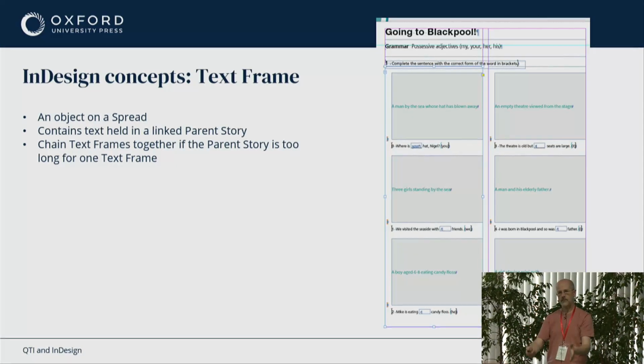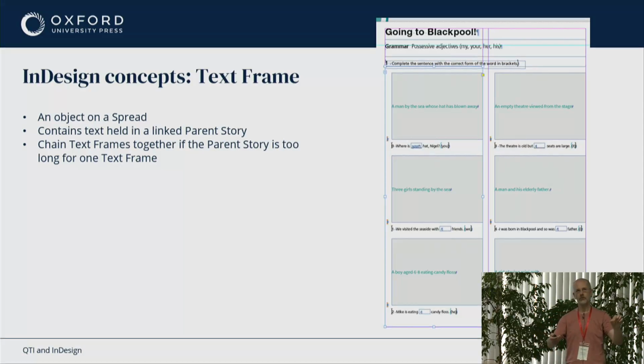So if your text frame is too small for the content, you can link it to another one, and the content will overflow into the next one. So that's what this screenshot shows, is there's 2 columns and it's just an overflow. And that's how you do many pages of worksheets and books.